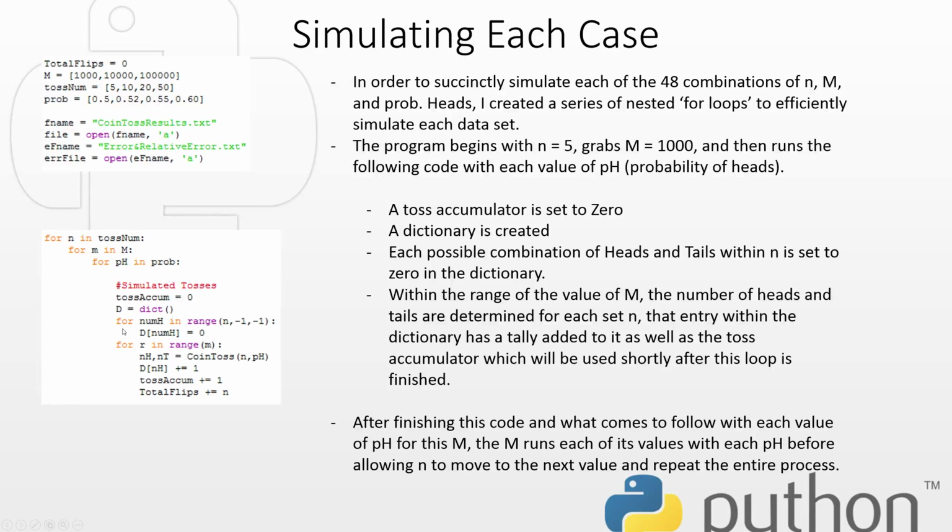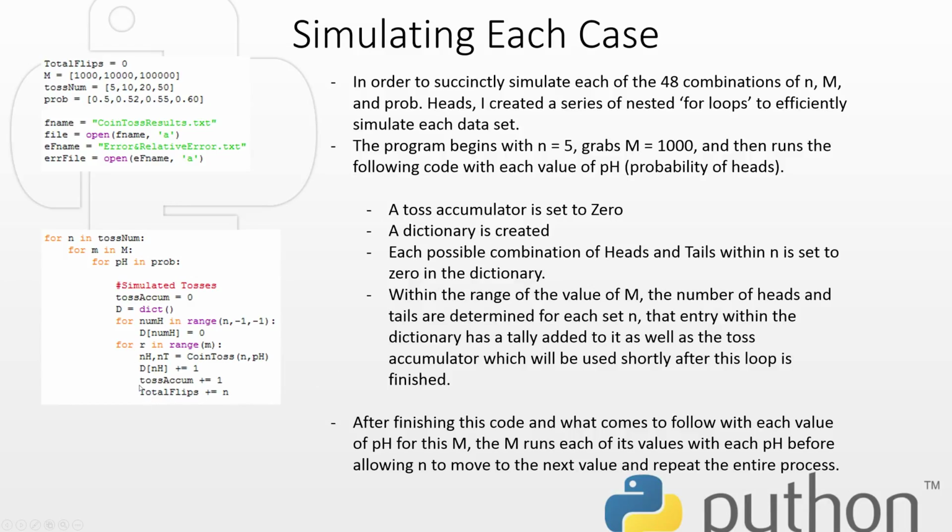It creates a dictionary, and then for each possible combination of heads and tails within n, it creates an entry within that dictionary and sets it to 0. Then, with a range of m, 1,000 for the first one, it finds the heads and tails within coin toss for the first one, the second one, the third one. It takes that pair value, which would be the number of heads within the dictionary, and accumulates a 1 to it. And then also adds to the accumulator, and the total number of flips has n added to it.